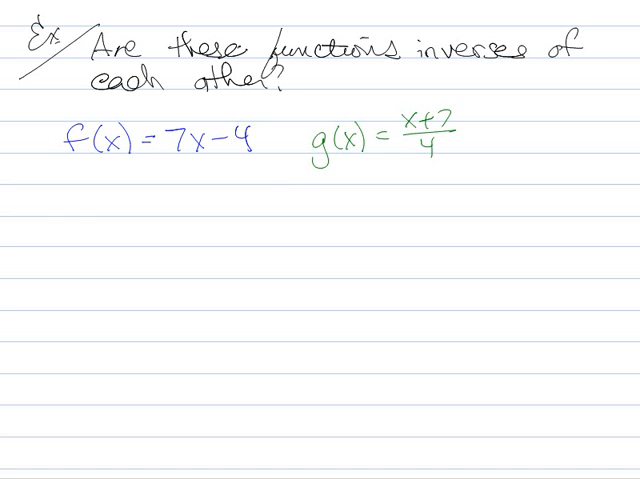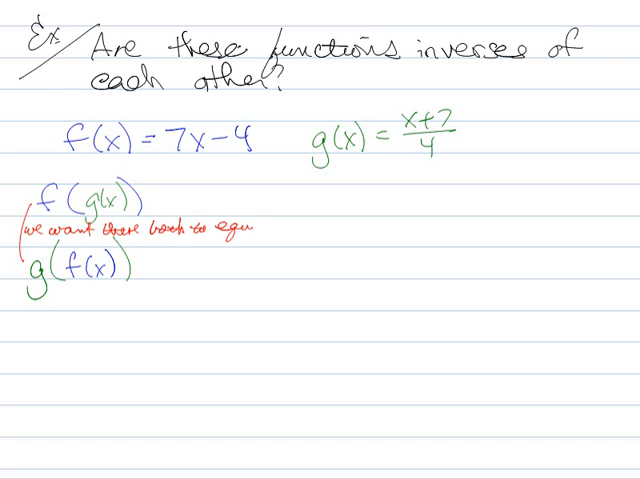So remember, we want to find f of g of x. We're going to find g of f of x. And we want these both to equal x. We want these both to equal x. So we've got f of g of x. G is x plus 7 over 4. So I'm going to stick this in here. So I've got my f. So I have 7x minus 4.